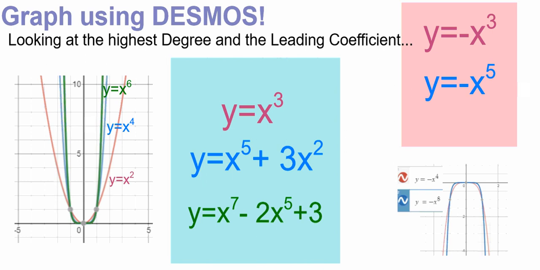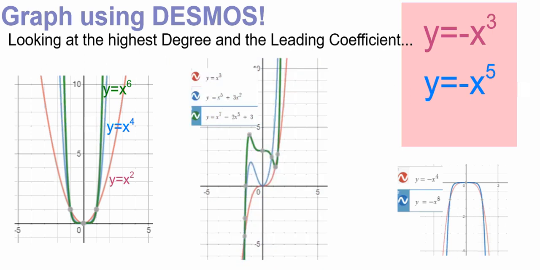And then we can compare this to the odd polynomials. I want you to notice that we have y equals x to the fifth plus 3x squared. It doesn't matter if there are other exponents in the polynomial. We look at the highest power, and it's going to follow this rule. If you've got an odd degree polynomial, when we look at the left-hand behavior, it is heading down. When we look at the right-hand behavior, it is heading up.